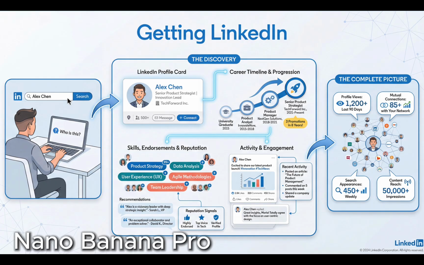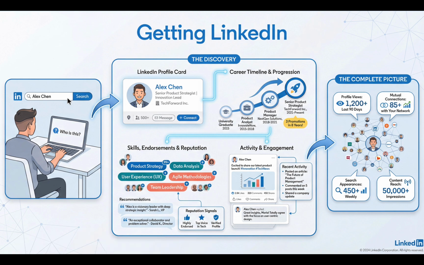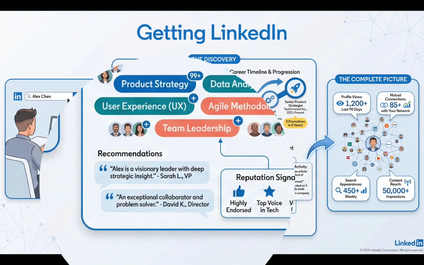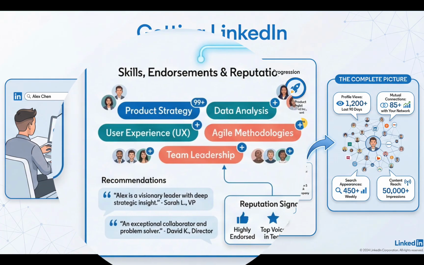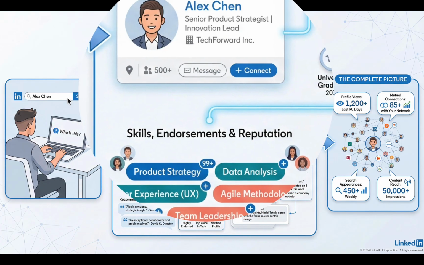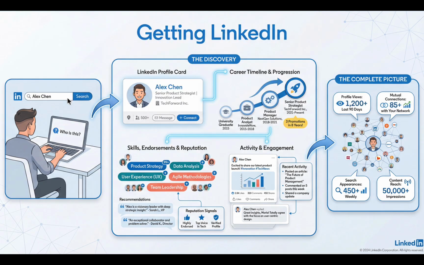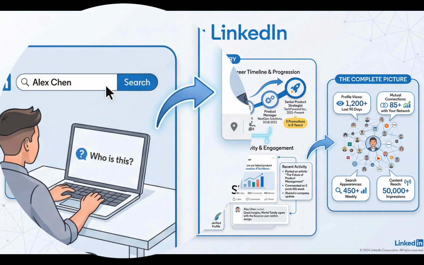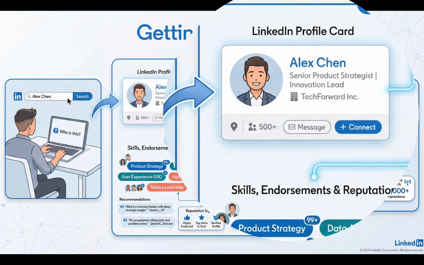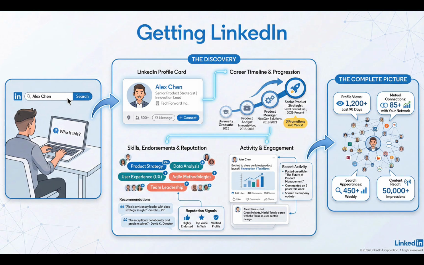Nano Banana Pro, one of the best at doing this. You can see incredible detail here. They've even got into the tiny little writing down here, like recommendations. Alex is a visionary leader with deep strategic insight, an exceptional collaborator, problem solver. All of even the small information here is spelled correctly. Innovation, tech, news. Everything here seems to make a lot of sense when you look at Nano Banana. We've got Alex Shen in the search. Alex Shen coming up here. Nano Banana is clearly the winner when it comes to the AI images for infographics.